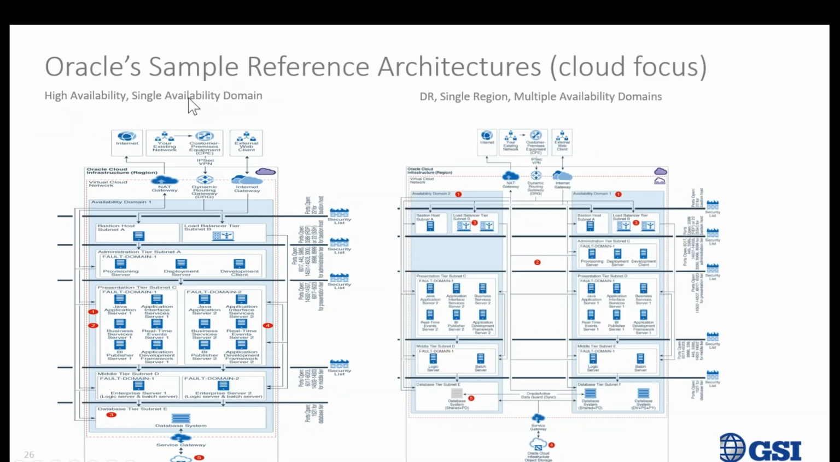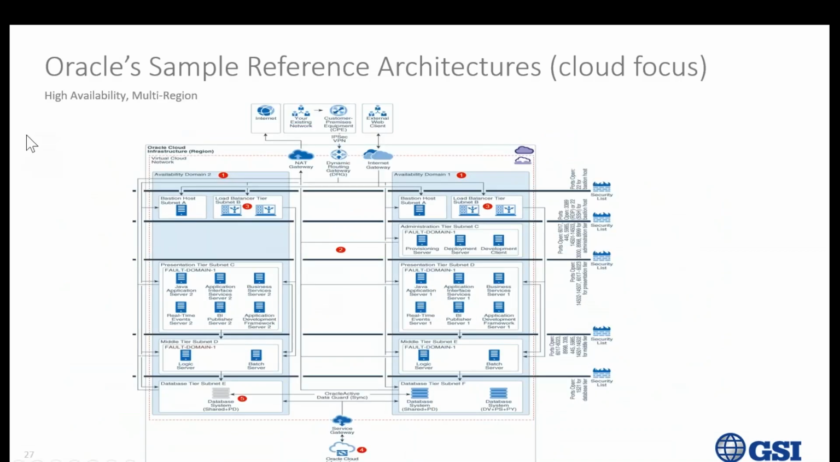High availability, single availability domain. This in DR has a single region, but multiple availability domains. This is more of an HA solution than a DR solution, although HA in many cases is DR. We don't always make that assumption. And then here we have a high availability multi-region, which is definitely for DR purposes. We're including them for reference so that you can look back if you want to see what Oracle is recommending for J.D. Edwards systems.